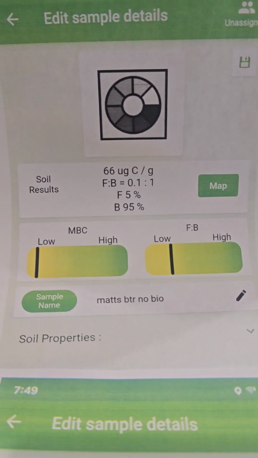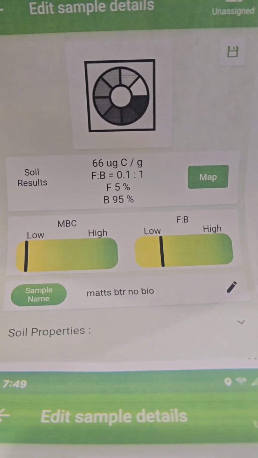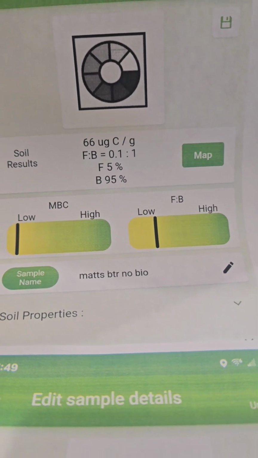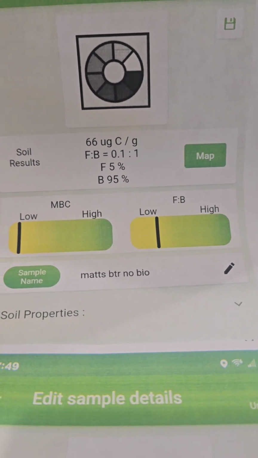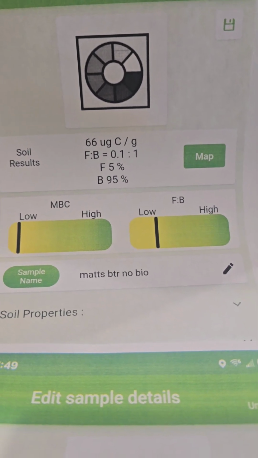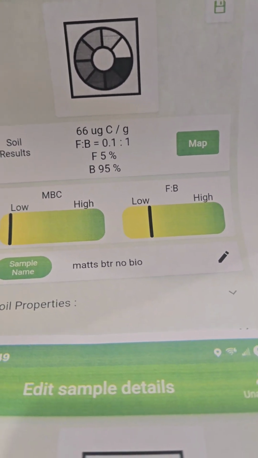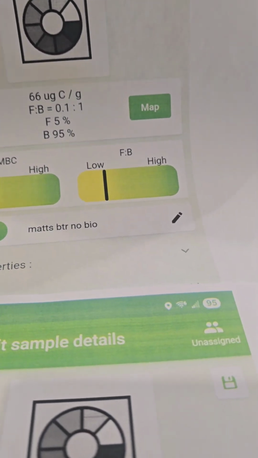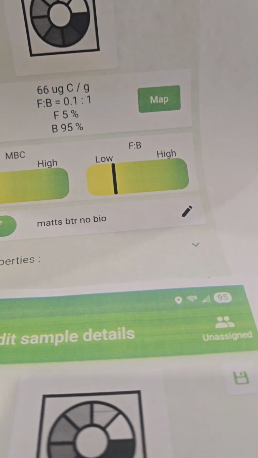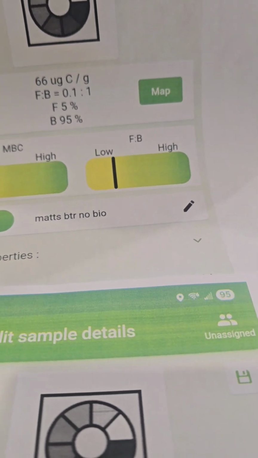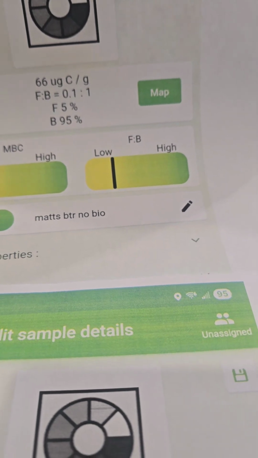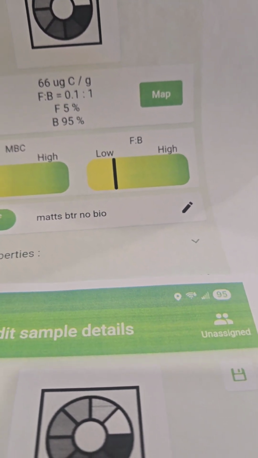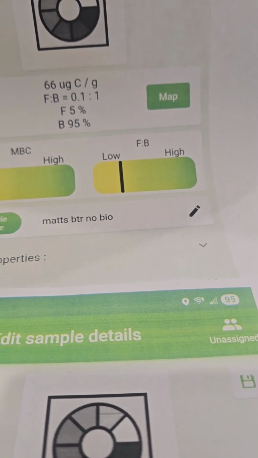So 66 is the level of total biology in there. 5% of it is fungal, and 95% of it is bacterial. Now, ideally, you'd like to be as close to 50-50 as you can. If you go to a natural forest, like the redwoods, the fungal levels of soil that has not been disturbed for many, many years can get up to 75%, maybe a little higher in places, but about 75% on average is what they tell me.